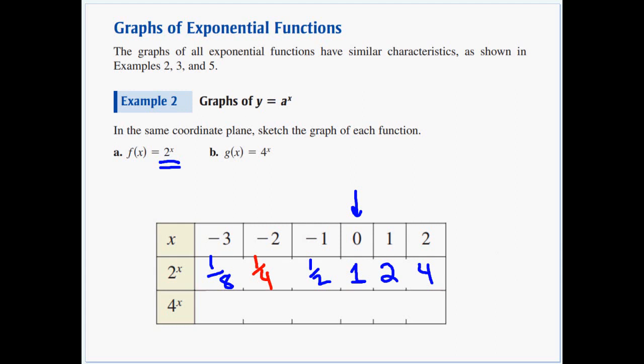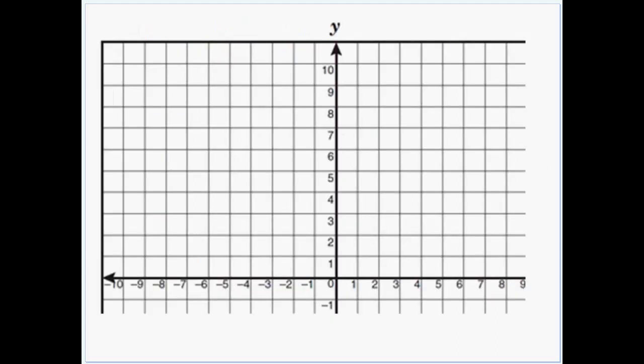Let's graph those points. Back to blue ink. So we had 0, 1. We had 2 to the first was 2. 2 to the second was 4. 2 to the third was 8. And now we go into the fractions. -1, that was a half. -2, that was a fourth. -3, that was an eighth.